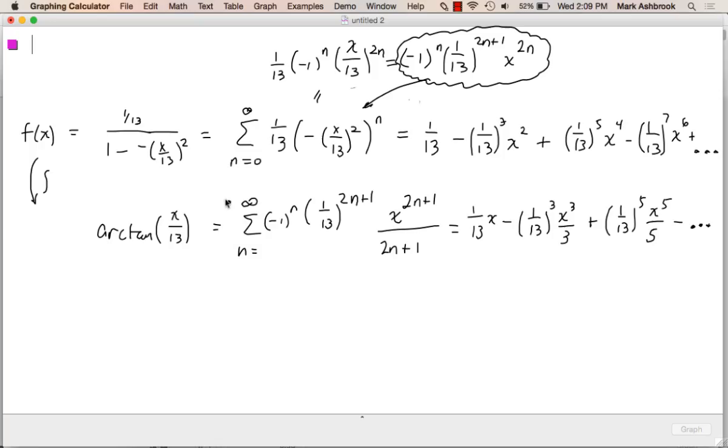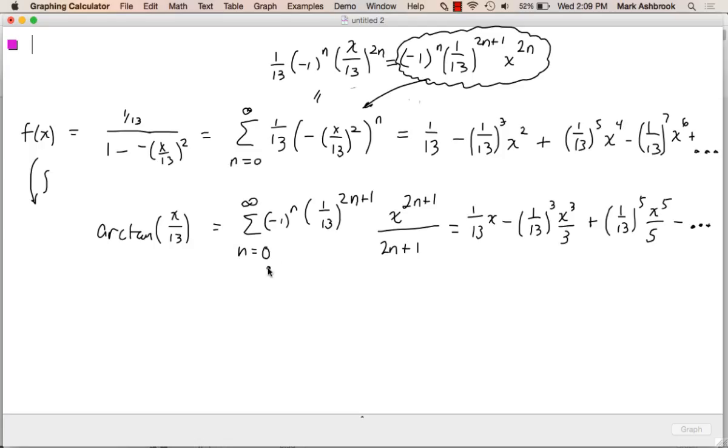So that should be it. And so now we just got to make sure that we get these terms right here. So what gives us x to the 1? Is that n equals 0? So n equals 0. Does that give us 1/13 x? I believe it does. You get positive 1/13, 1 in the denominator, x to the 1. Right. Let's check one more term.